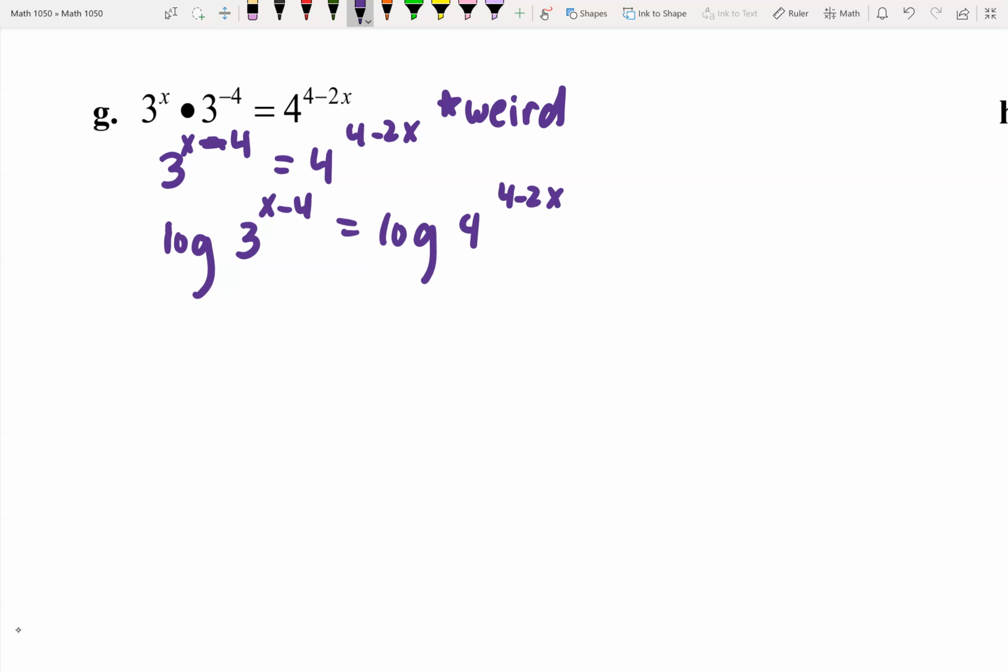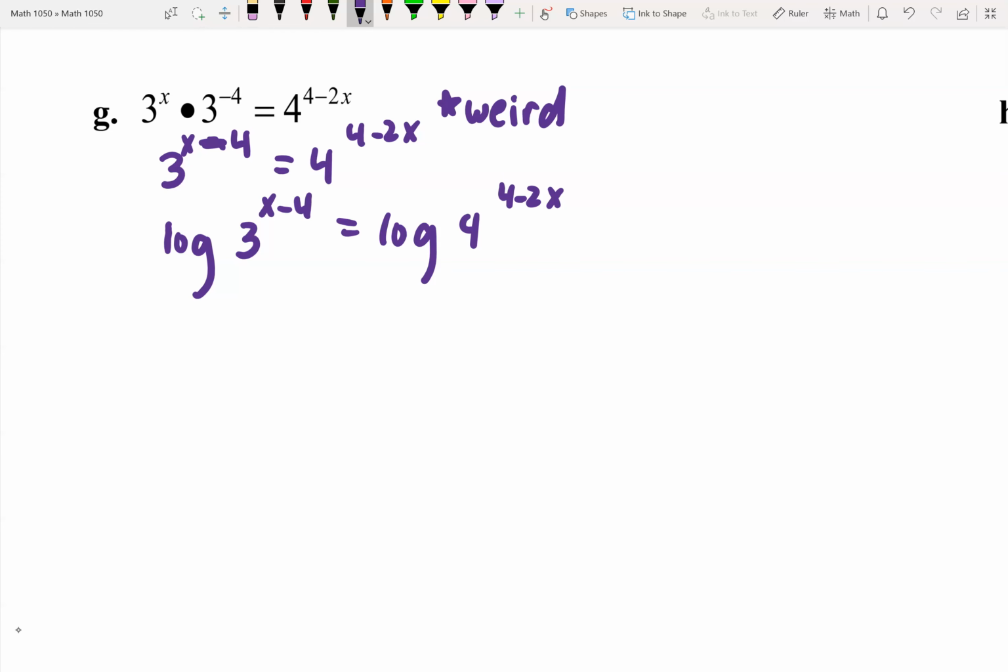Freeze for 2 seconds. Look forward. Compare mine to what you wrote. Did you write the x minus 4 and the 4 minus 2x on your paper as exponents? If you didn't, that's wrong. The 3 is not subscript. The 4 is not subscript. It's same level exponents. Who says I understand? That's a common mistake. Tell me what to do now.